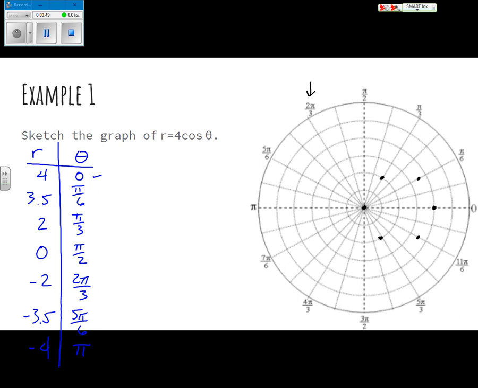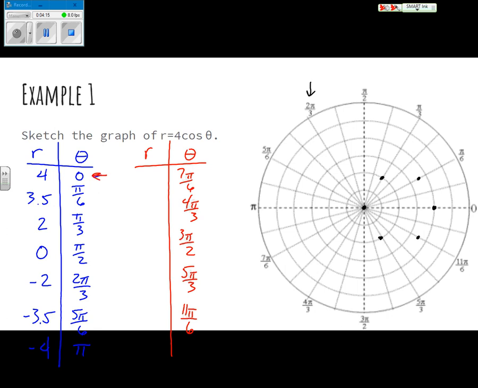So what I want you to do is the other half of the r theta table, because we haven't done 7 pi over 6 all the way to 2 pi. There's going to be a lot of times in this video that I'm going to ask you to pause. I'm not going to do 2 pi because I should get the same thing I had over here because they're coterminal. So I'm going to ask you to pause the video. I want you to fill in those r's and go ahead and come over here to the graph and plot them.